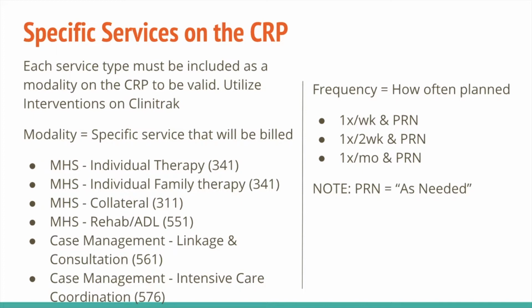SATS clients will likely just have individual therapy and collateral on their CRP, unless the clinician sees a need to add family therapy, rehab, or linkage in consultation. CIS clients most often have individual therapy, collateral, and rehab. Some may also have ICC, and Success First clients might have all the services listed on their CRP if it's a sufficiently complex or high-need case.